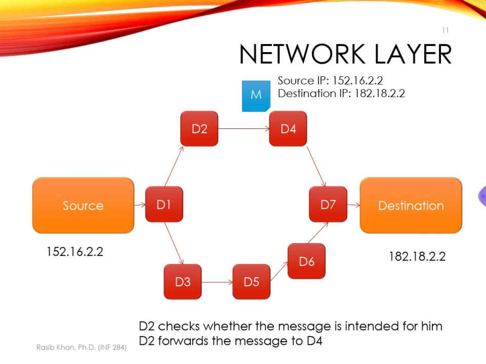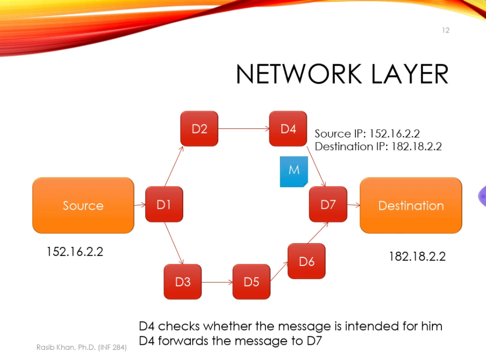The routing protocol next tells D2 to forward the message to D4 because that is the best route to send the message to the final destination IP address 182.18.2.2. So D2 sends the message to D4. Then D4 checks if the destination IP belongs to its own IP address. It doesn't, so it tries to obtain the best route to forward the message and forwards it to D7.